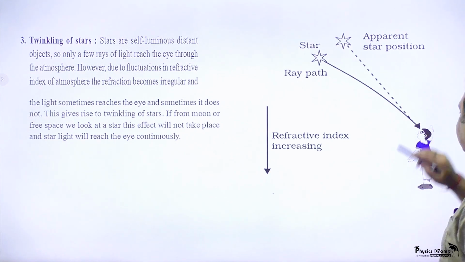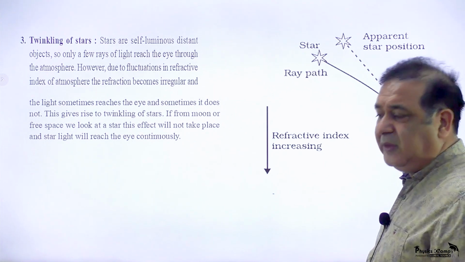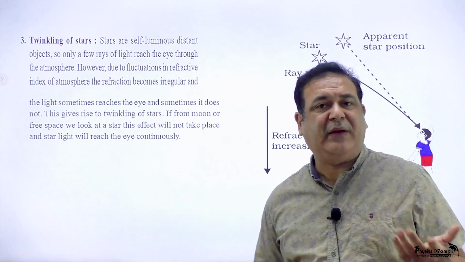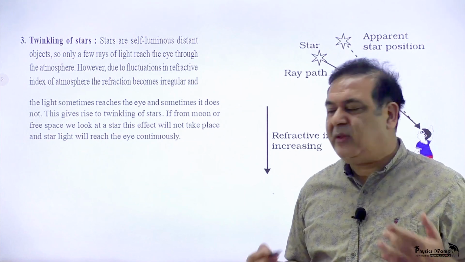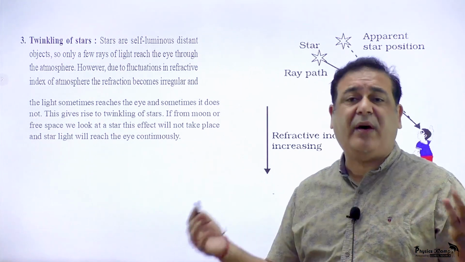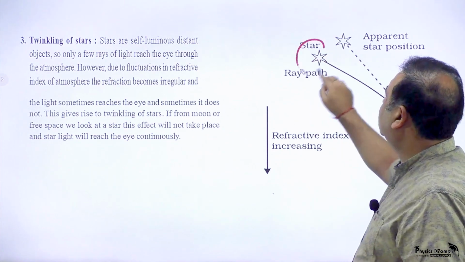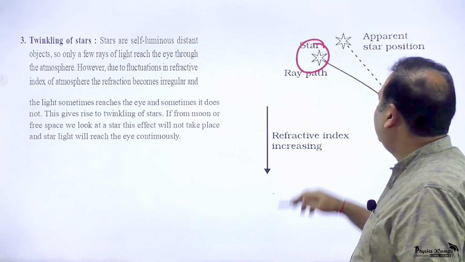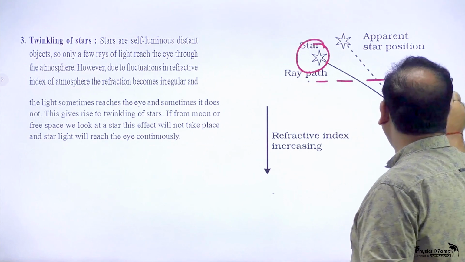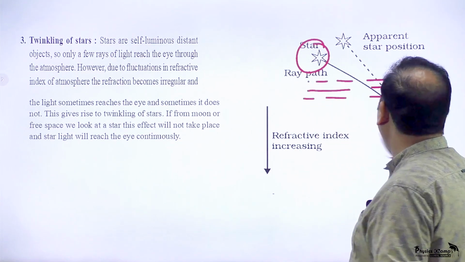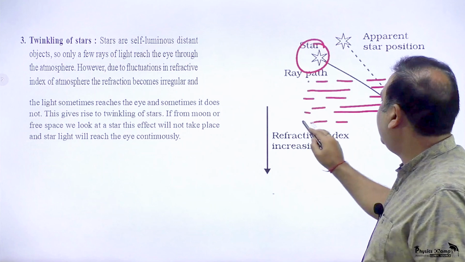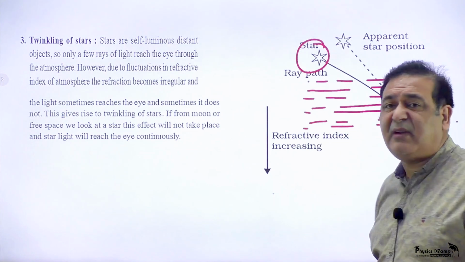And then, the twinkling of stars. What happens? The stars have their own light, so they continue shining, but they are very far off from us. Now, when these stars' light travels into the Earth's atmosphere, the atmosphere has increasing, changing density all over.